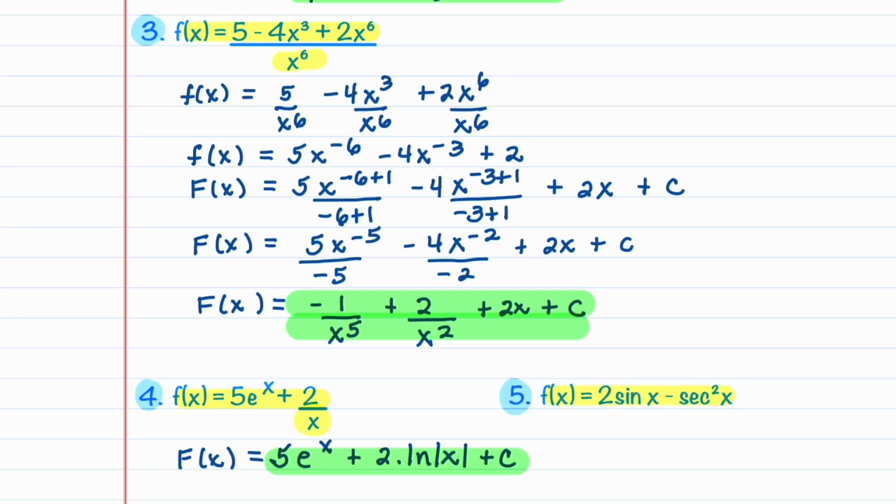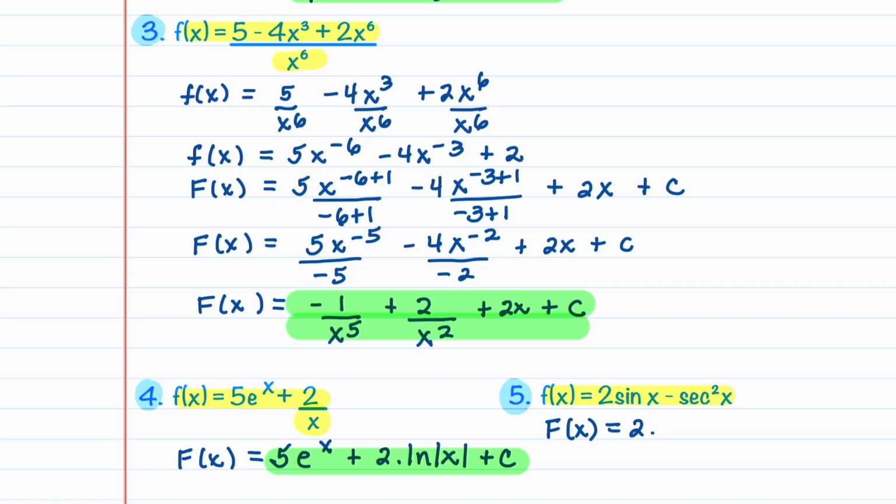In our 5th example, we're given a function little f of x is equal to 2 sine x minus secant squared x. We also don't have to simplify this one before taking the antiderivative, and we can just go ahead and take it. Capital F of x is 2 times the antiderivative of sine x.